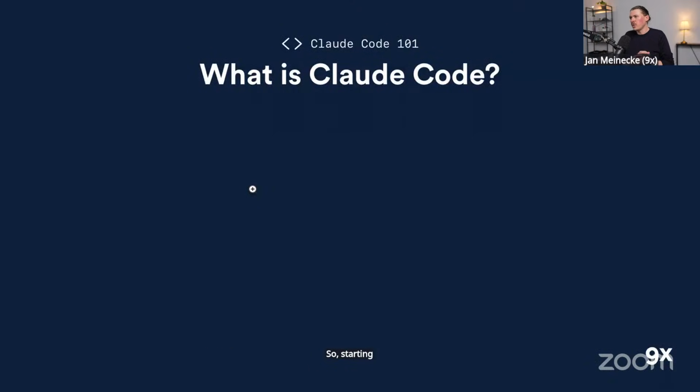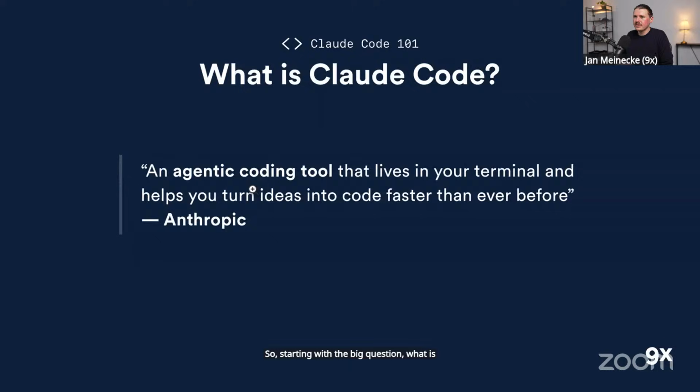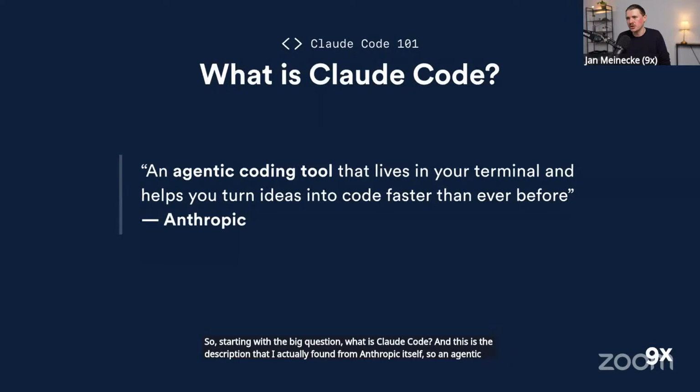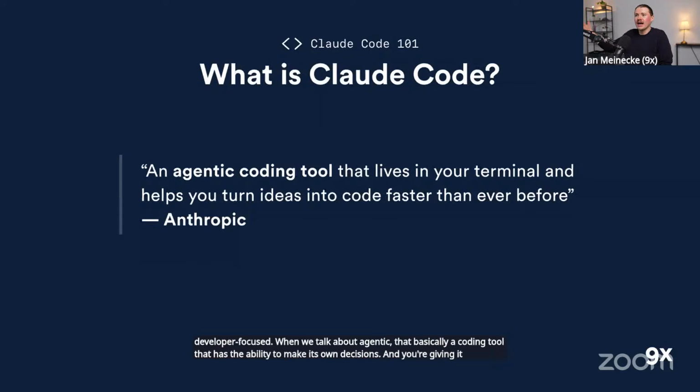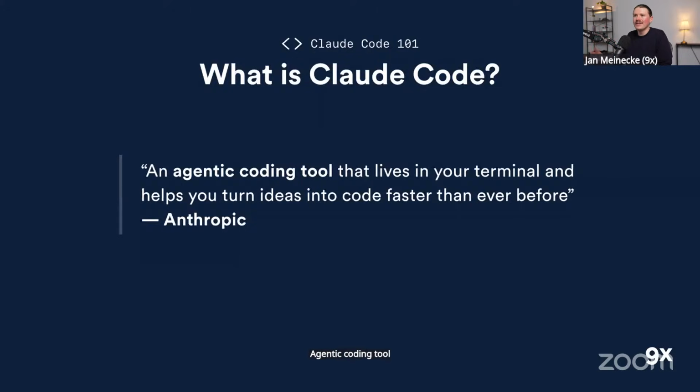So starting with the big question, what is Claude Code? This is the description that I found from Anthropic itself: an agentic coding tool that lives in your terminal and helps you turn ideas into code faster than ever before. Even this definition, I would say, is quite developer focused. When we talk about agentic, that's basically a coding tool that has the ability to make its own decisions. You're giving it a task, and the agentic coding tool is figuring out the best way to complete that task. Anthropic's prime focus in developing this was as a developer tool.